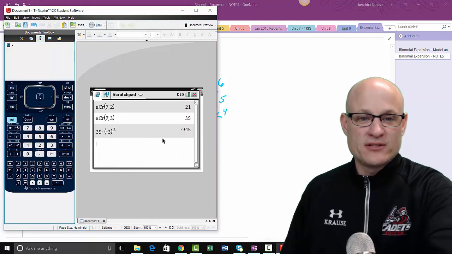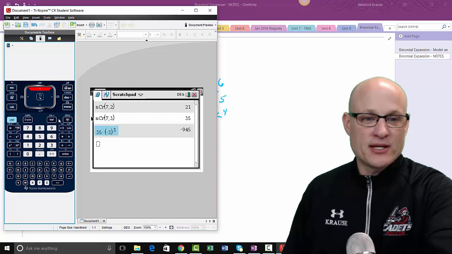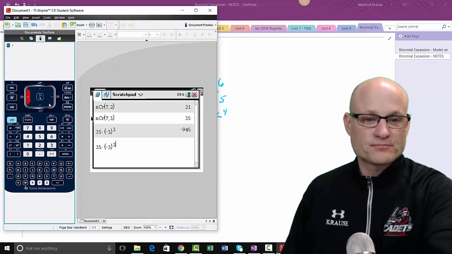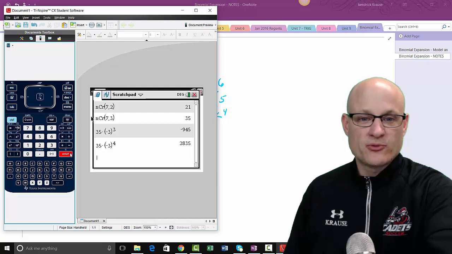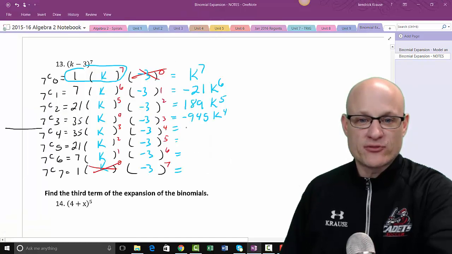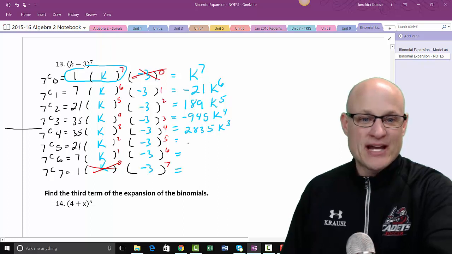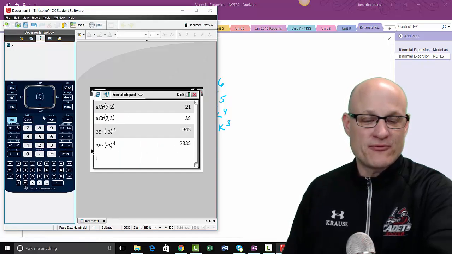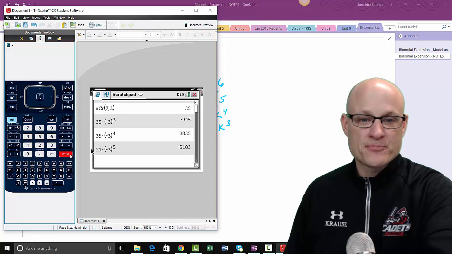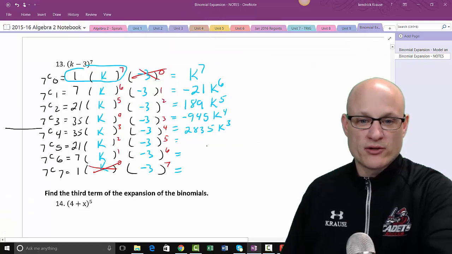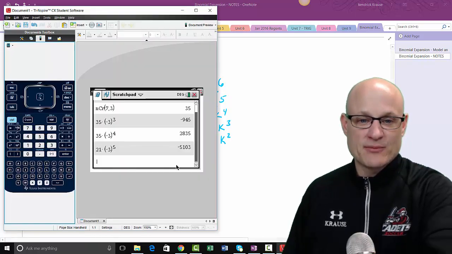Now we're going to do 35. So basically it's going to be that exact same thing, but in this case it's to the fourth power. This one's going to be positive 2835. So 2835K cubed. Now it's 21 times negative 3 to the fifth. 21, parenthesis, negative 3 raised to the fifth power. Negative 5,103. So negative 5,103K squared. Now 7 times negative 3 to the sixth.